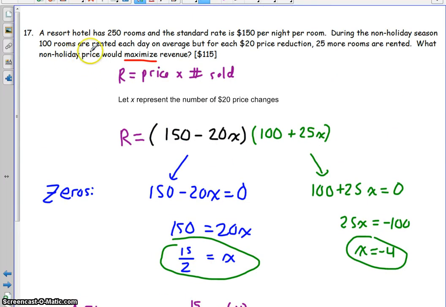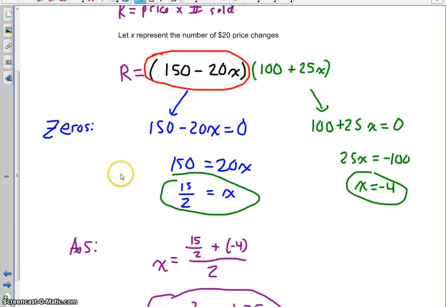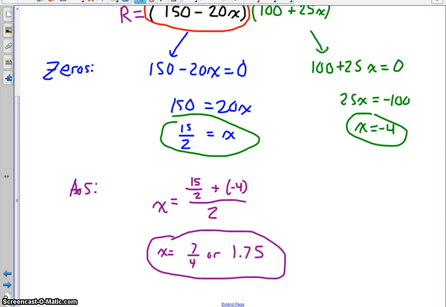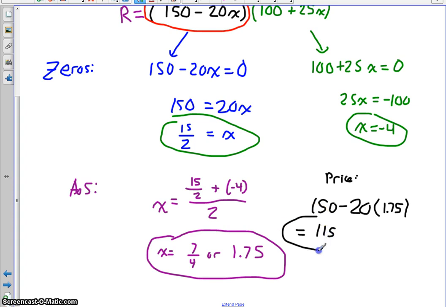If we want to figure out the price, what we need to do is look at the price part of the equation, which is 150 minus 20x. Again, our starting price was $150, but we lost $20 for every price change, and there's going to be 1.75 price changes. To find our optimal price, it's just a matter of running that through our calculator. 150 minus 20 times 1.75 gives you $115. So if you charge $115 for the room, it will give us the maximum possible revenue.